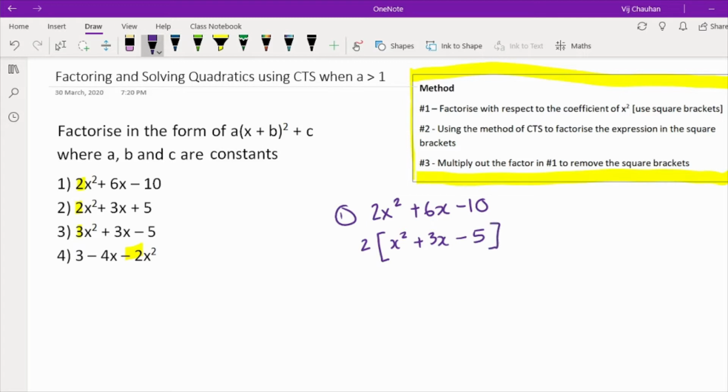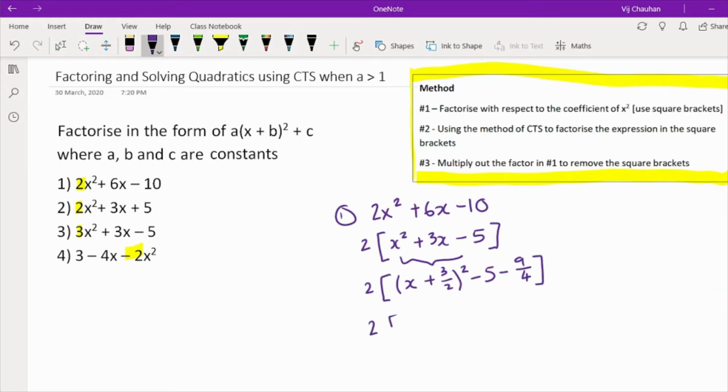And then for the second step, we want to use the method of completing the square for what is inside our square brackets, so not ignoring the 2. One of the reasons why we use square brackets is because now I'm going to introduce another set of brackets. So here I've got x plus 3 over 2 squared minus 5 minus what will be 9 over 4.